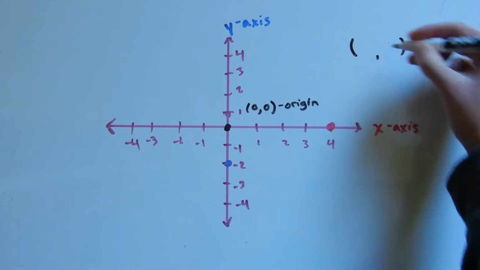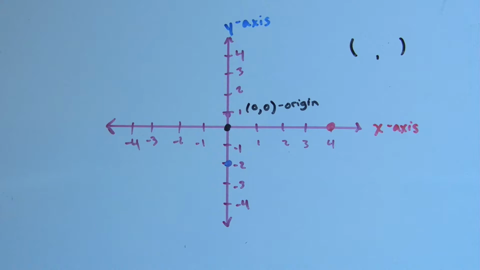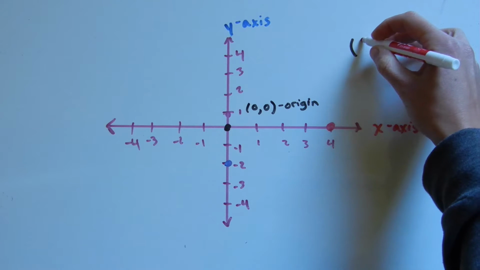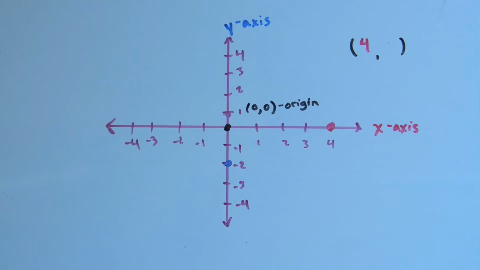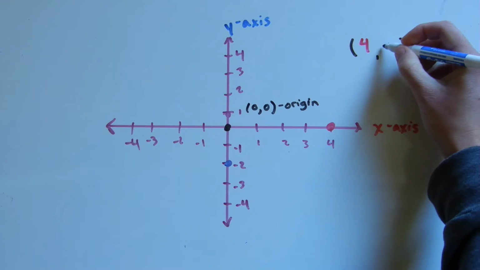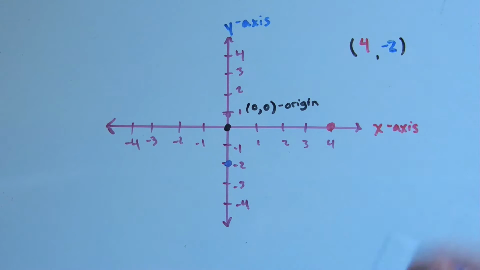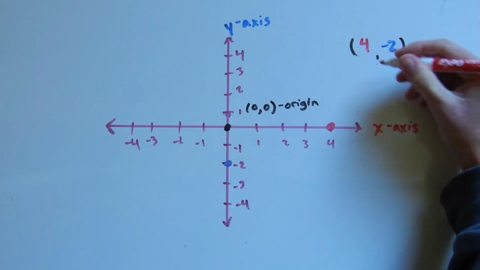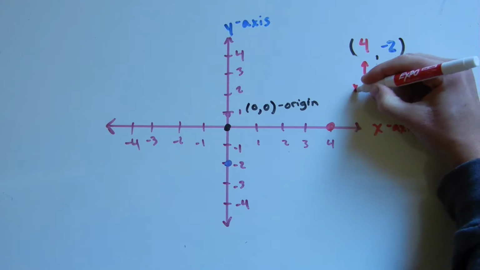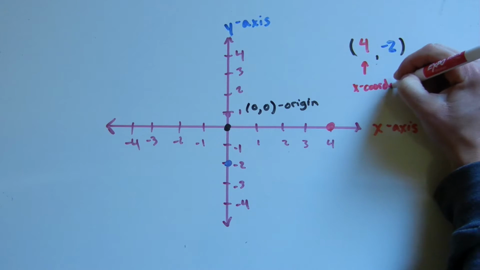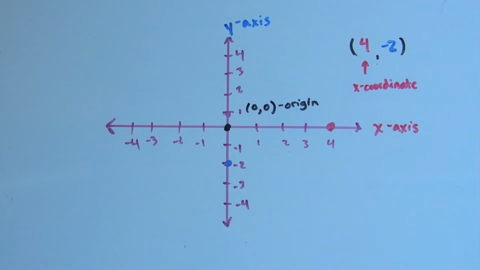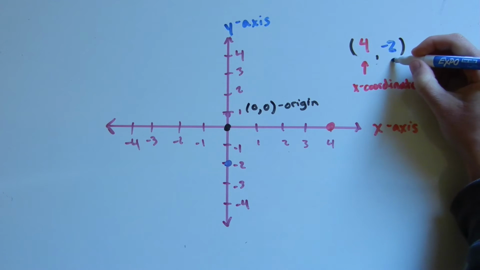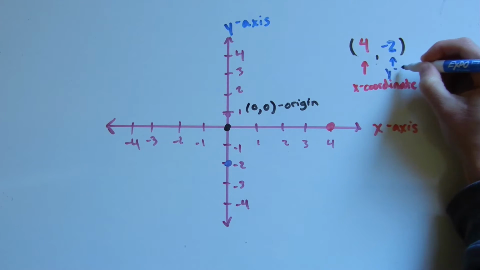So that is going to be the coordinate 4, -2, where the first coordinate is the x coordinate and the second coordinate is that y coordinate.